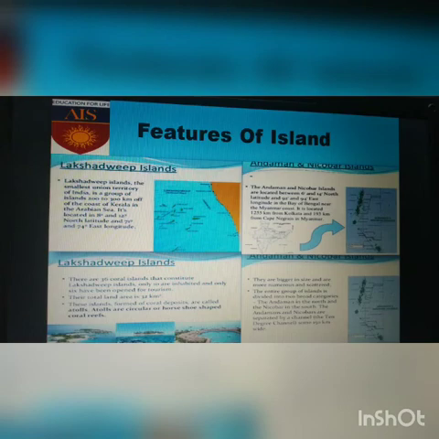These islands formed of coral deposits are called atolls. Atolls are circular or horseshoe-shaped coral reefs. That means we can say Lakshadweep is made up of coral reefs or corals.